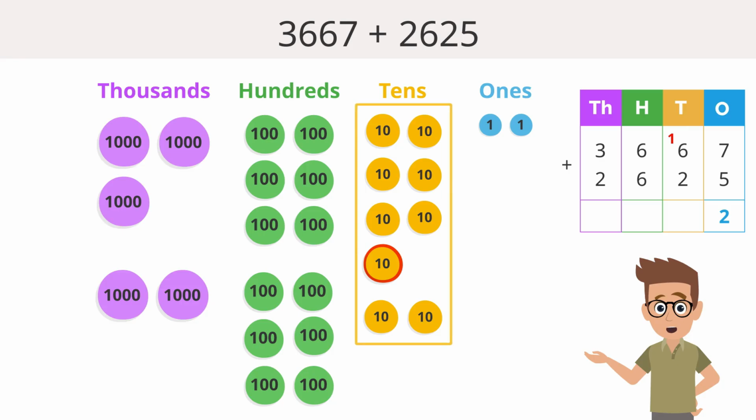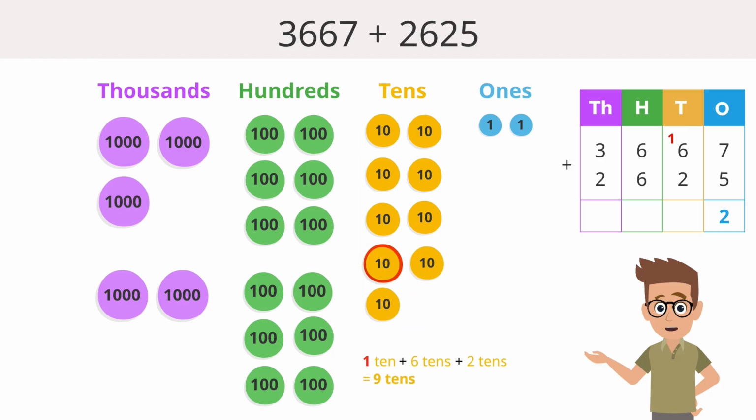Next, we add the tens. The regrouped 1 ten plus 6 tens plus 2 tens equals 9 tens. We have 9 tens now, so we write 9 in the tens place.